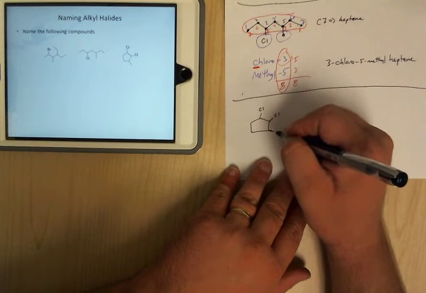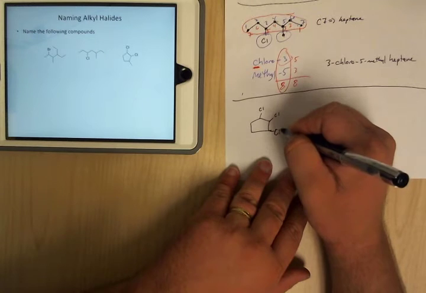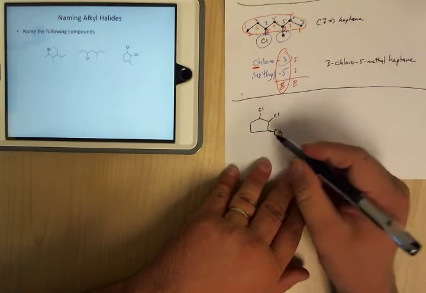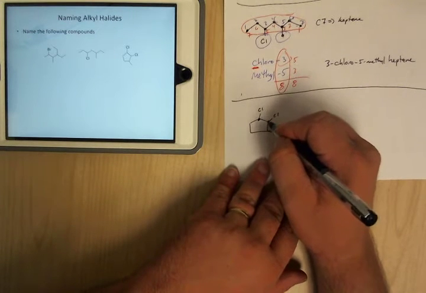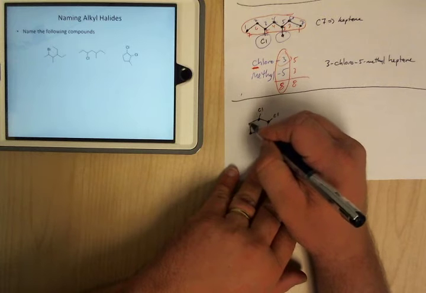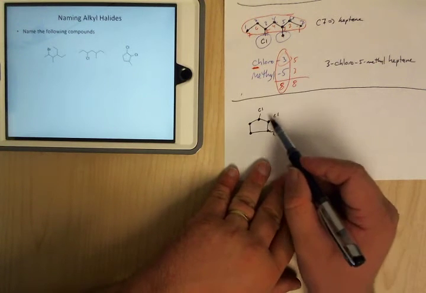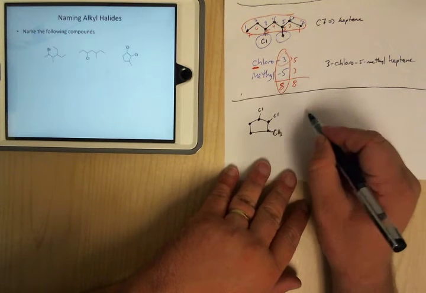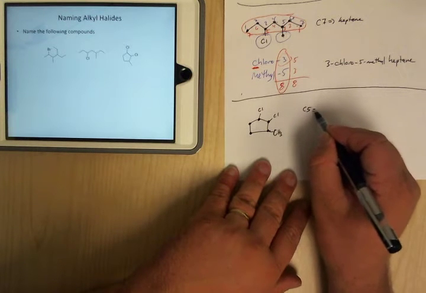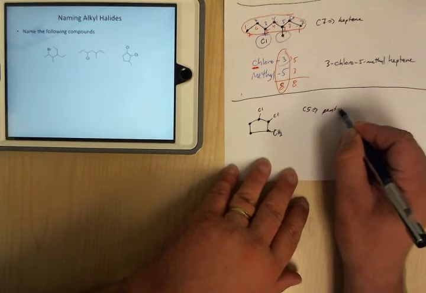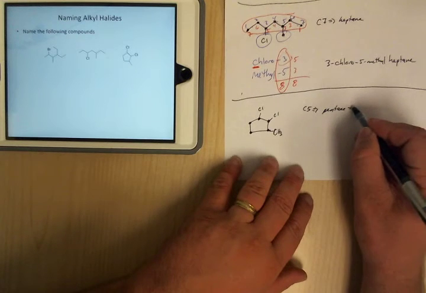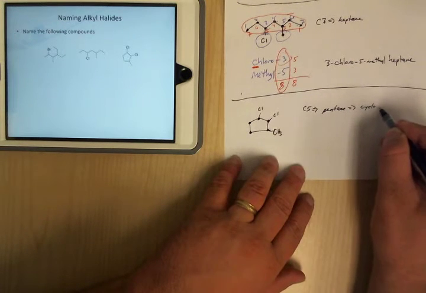Chloro, CH3, right? Okay, so our main chain is going to be this. It's not going to be this one-carbon chain here. It's going to be the ring, right? So it's C5. Normally that would be pentane, but to indicate that it's a ring, it would be cyclopentane.